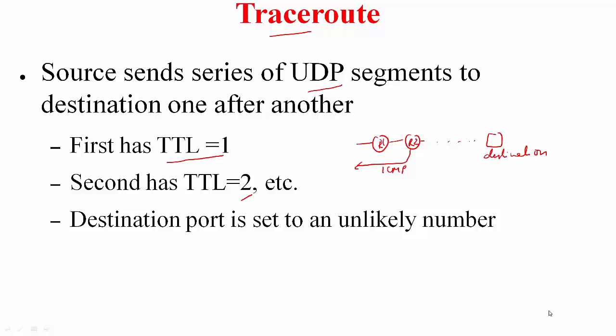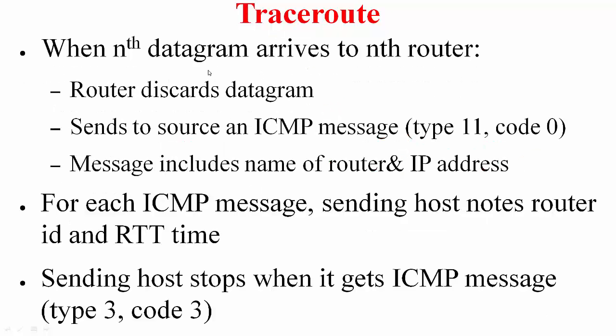Once it reaches the destination, you really need to stop this generation of the UDP segments. The way you stop that is by selecting a destination port that is a very unlikely number. In other words, there is no process at the destination that is going to run on this particular port. This is more or less what I have explained.